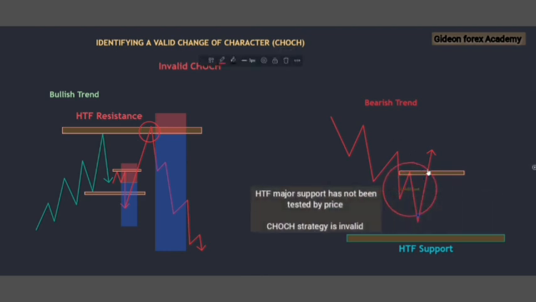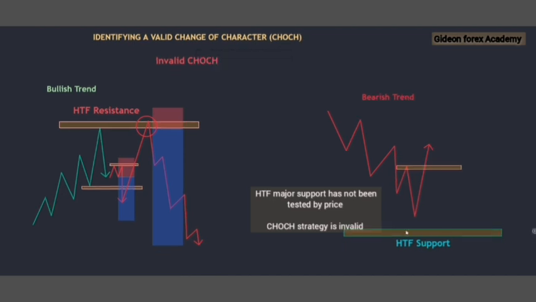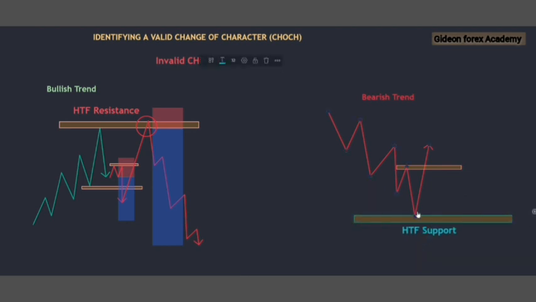You ignore it until you see a confirmation for a really valid change of character, like I've showed you in the beginning of this video. So this one you will not trade. This one is an invalid change of character. If the scenario is like this, if this higher time frame was touched by the lower low here, this makes it valid. This is a valid change of character, but we are waiting for another confirmation.